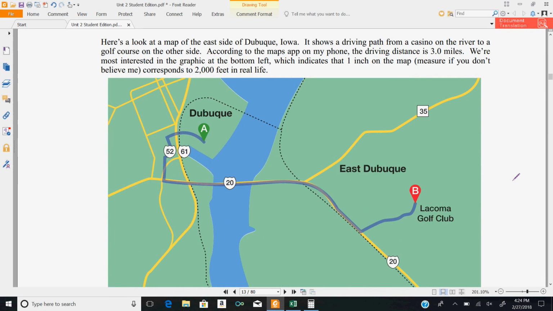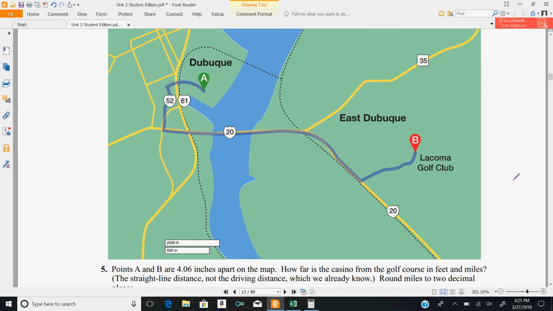Question 5, they say, here's a look at the map of the east side of Dubuque, Iowa. It shows a driving path from a casino on the river to a golf course on the other side. According to the Maps app on my phone, the driving distance is 3 miles. We're most interested in the graphic at the bottom left, which indicates that 1 inch on the map corresponds to 2,000 feet in real life. Okay. So down here, and that actually gives you the scale of the map. What is the scale? So the scale in this case is 1 inch equals 2,000 feet.